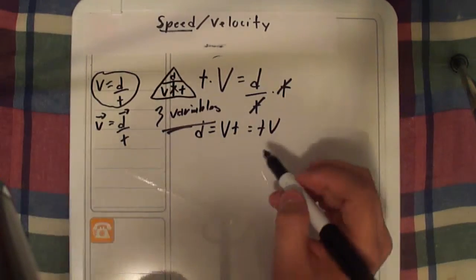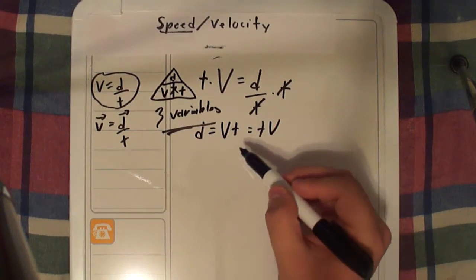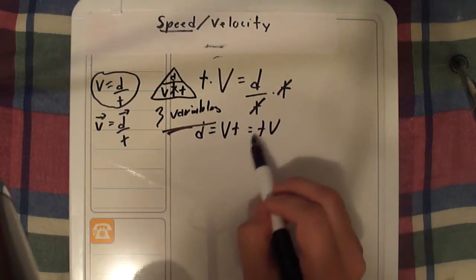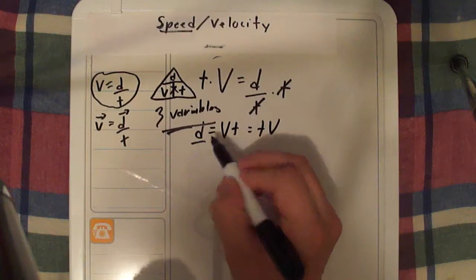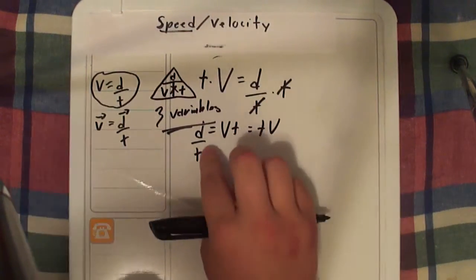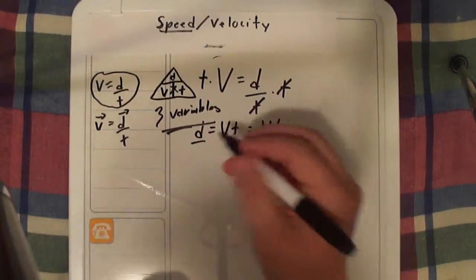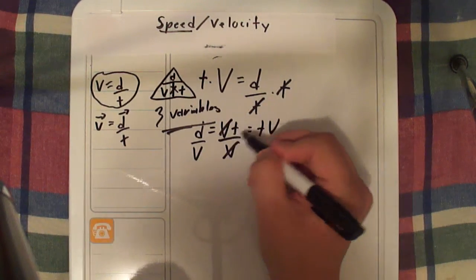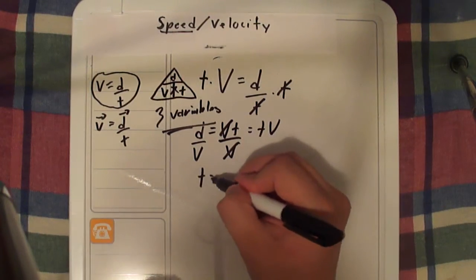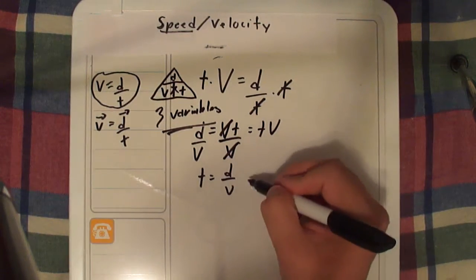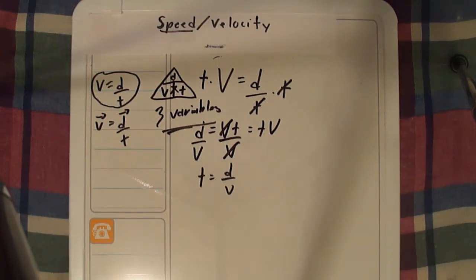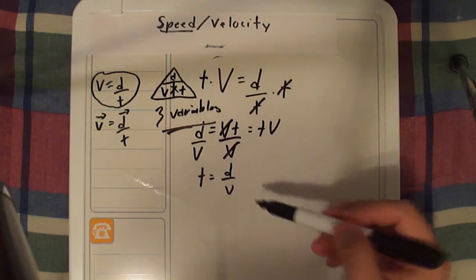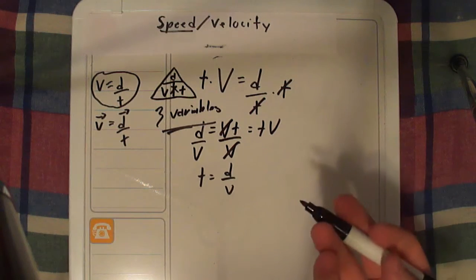If you were looking for a time, let's say, from here would actually be a very good place to go, because then you can divide both sides by v, and v and v cancel. You now get t equals d over v. So distance divided by velocity. So that is the very easy way to change it.